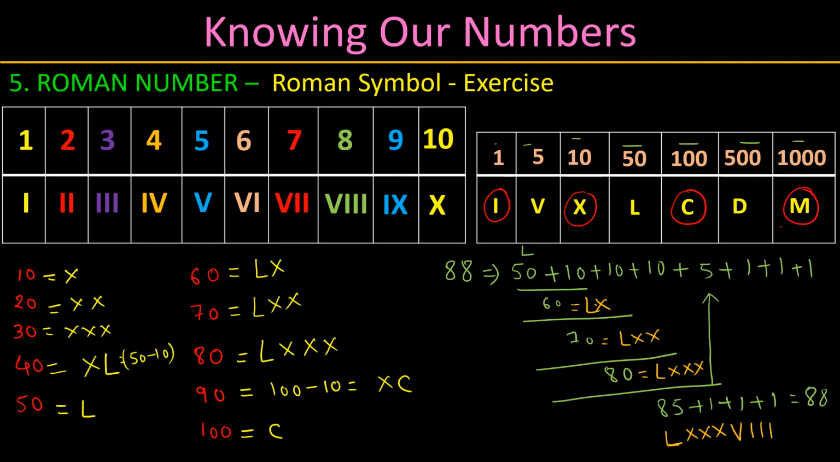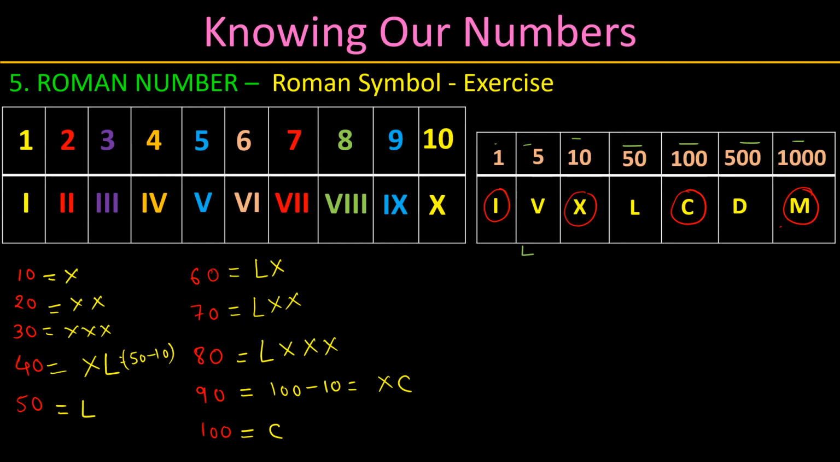So you can think we can write in a different way as well, but it is not allowed. Let me show that as well. The 88 can be written as 100 minus 20. 20 can be written as 2 times 10, XX, right? This becomes 80. Plus 5 plus 1 plus 1 plus 1. This can also be written, right? But in Roman numerals, we can use only one letter to subtract.